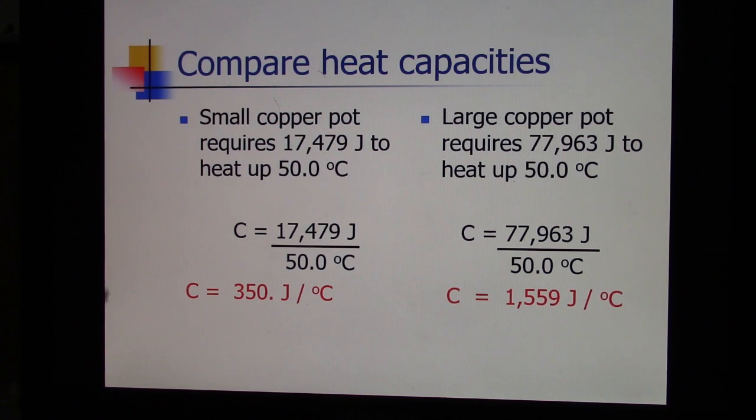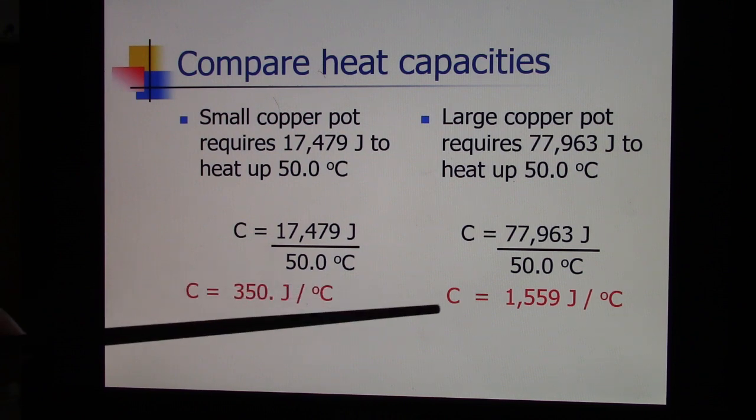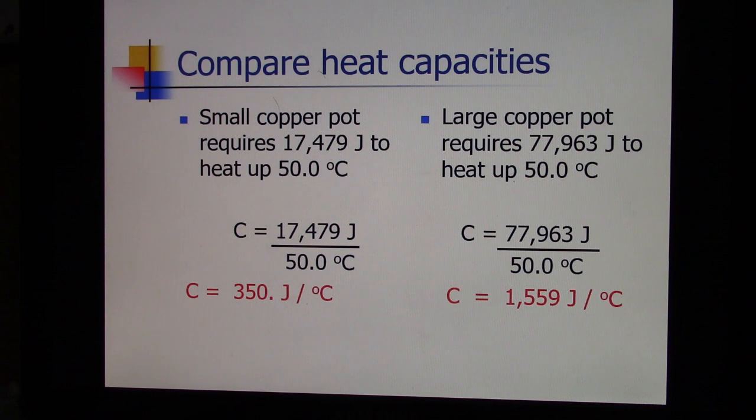Let's look at the two examples. The small copper bottom pot requires 17,479 joules to heat up 50 degrees. The larger copper bottom pot requires 77,963 joules to heat up 50 degrees. So if we did a heat capacity calculation, the small pot requires less energy to heat up 50 degrees, while the larger one takes more energy, which makes sense, right? Because the larger one is bigger, it takes more energy.